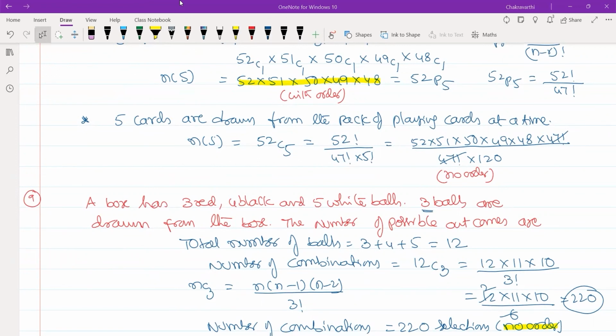Dear students, any doubts regarding this one? Raise your hands. Any doubt regarding this one?